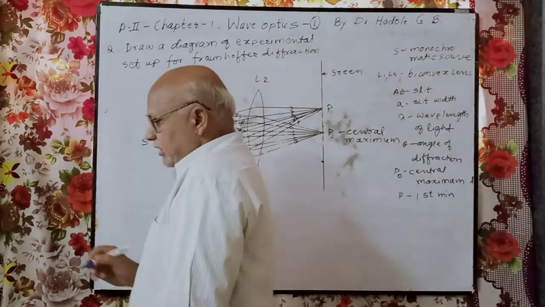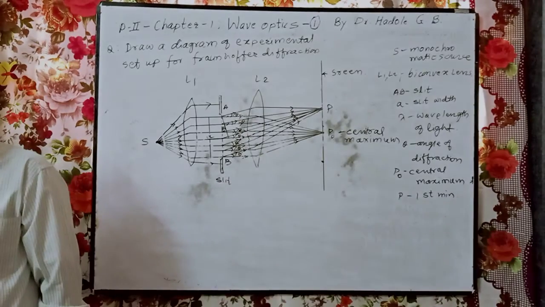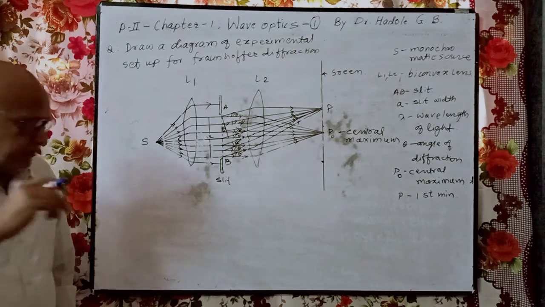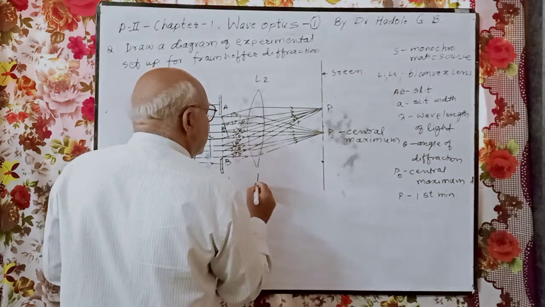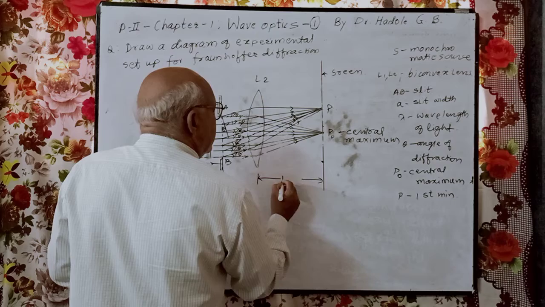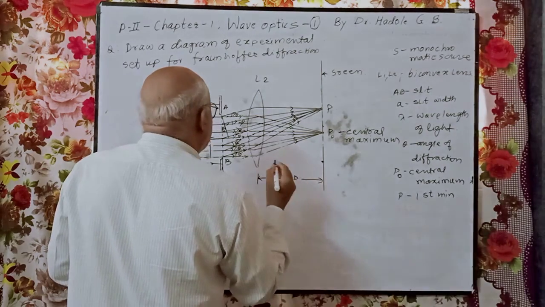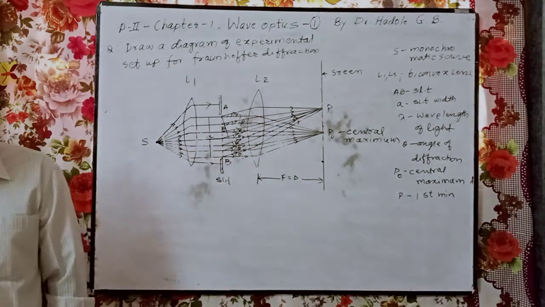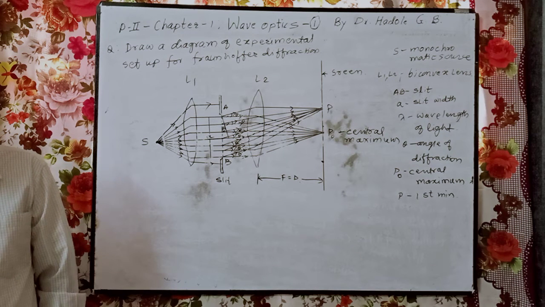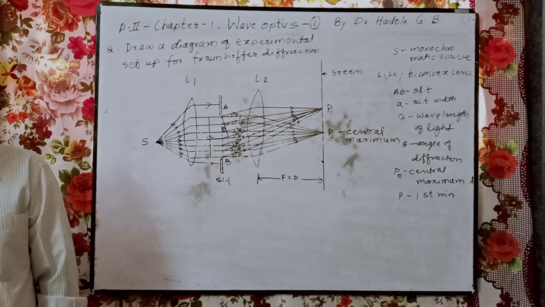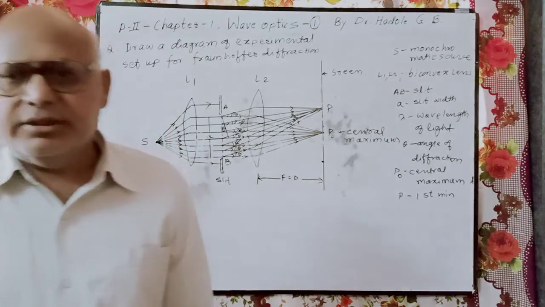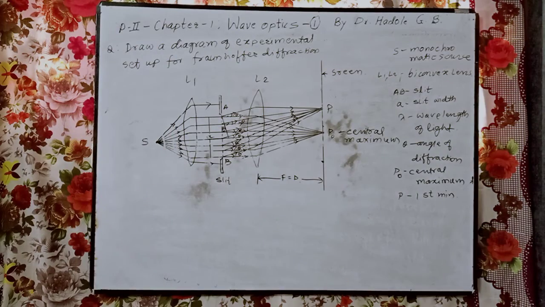So this is the experimental arrangement to learn the Fraunhofer diffraction. The distance from this lens to the screen is f equal to capital D. So with this we will stop here. The remaining things we will learn later on.